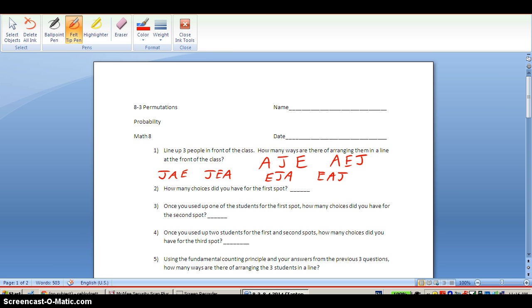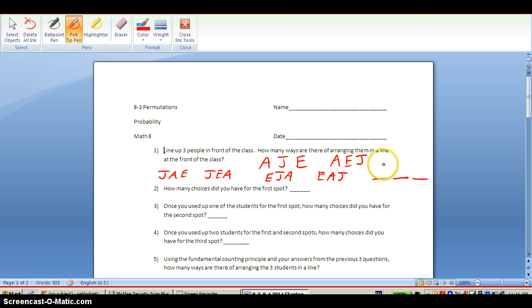All right, so hopefully you were able to find that there were 6 ways of lining up these 3 students. So thank you guys. You guys can go ahead and have a seat. So how many choices? When we lined up 3 students, we basically had a choice for one, a choice for the second position, and a choice for the third one.